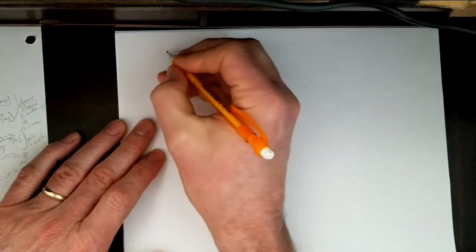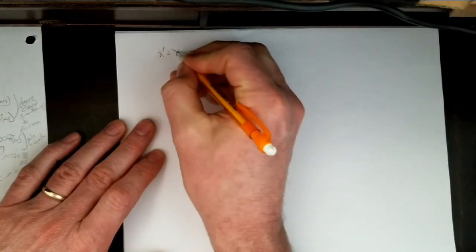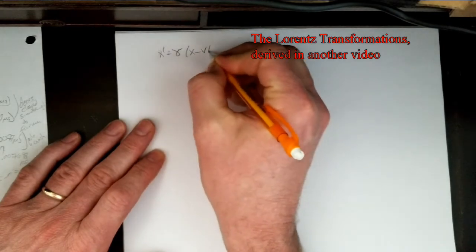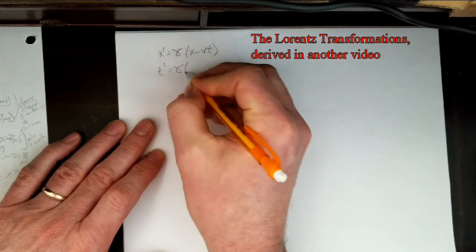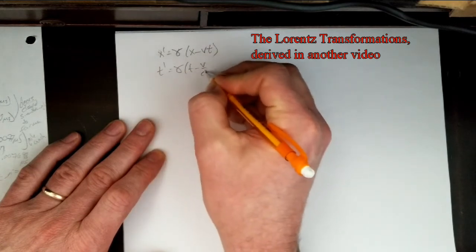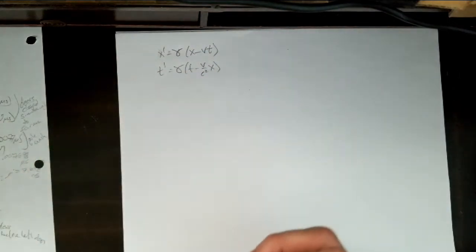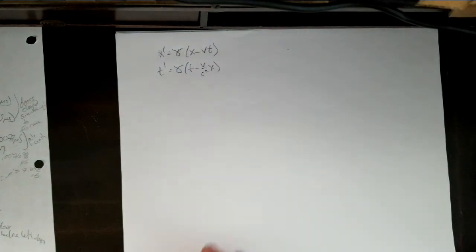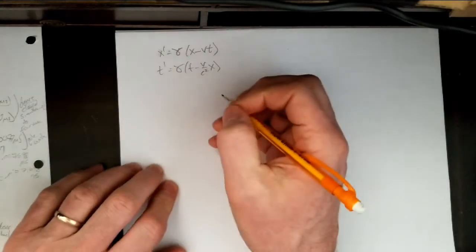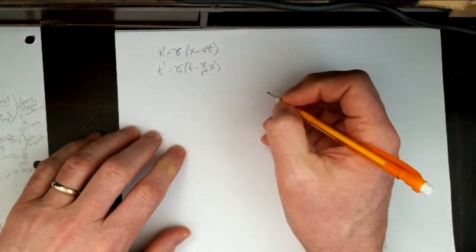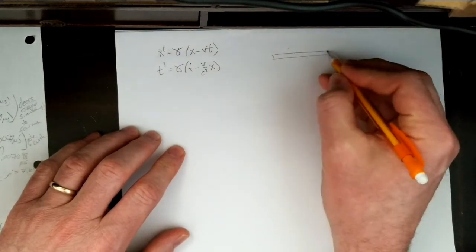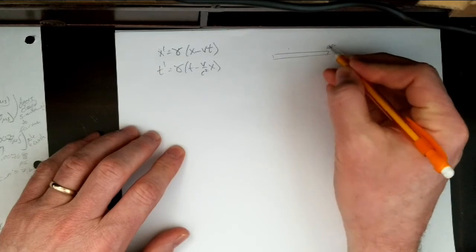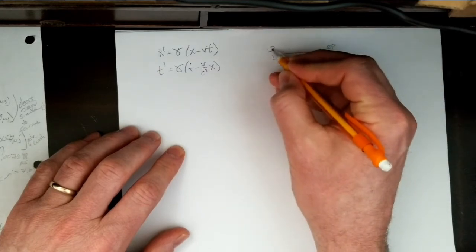So from the pole's point of view, x prime is equal to gamma (x minus vt), and t prime is equal to gamma (t minus v over c squared times x). We do need to establish a reference frame here. So if this is my pole right here, this is the right side of the pole, and this is the left side of the pole.